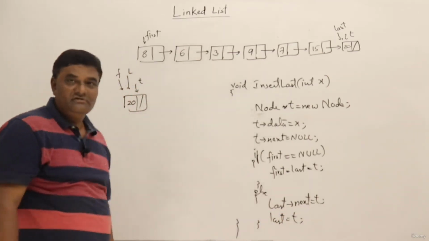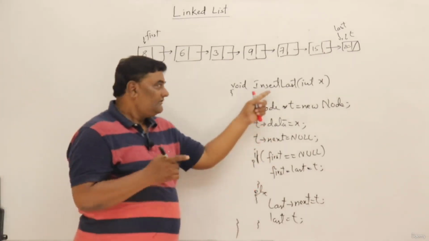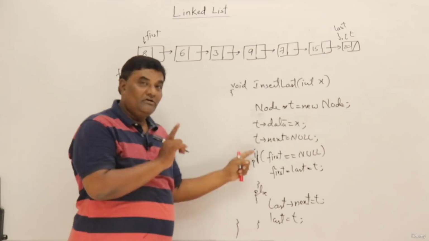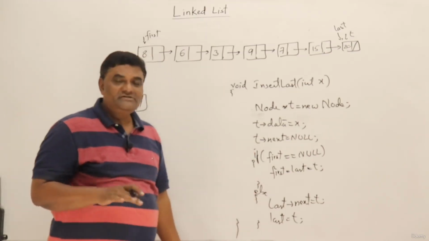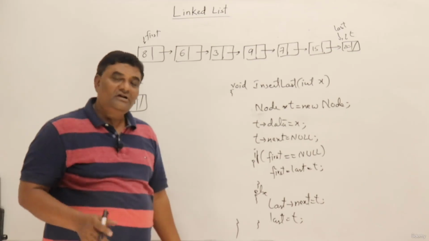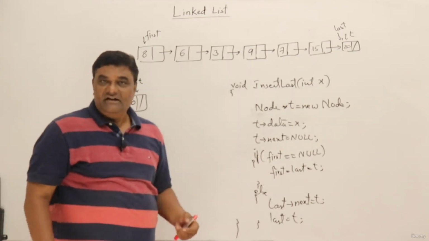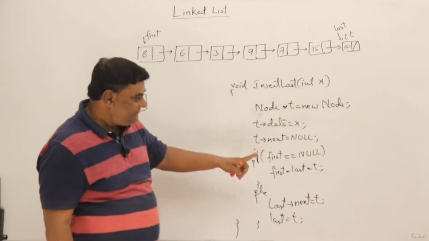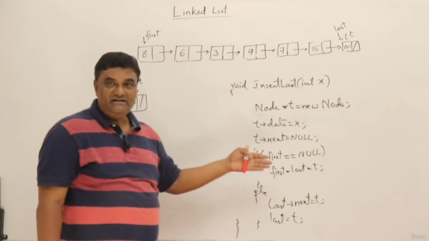This is the insert function which will always insert at the last, and it will always insert a node. There are no positions, so there is no question of invalid position. Always it will insert a node at the end of a linked list. If there are no nodes in a linked list, then it will make that the first node of the linked list. Otherwise, it will insert at the last.